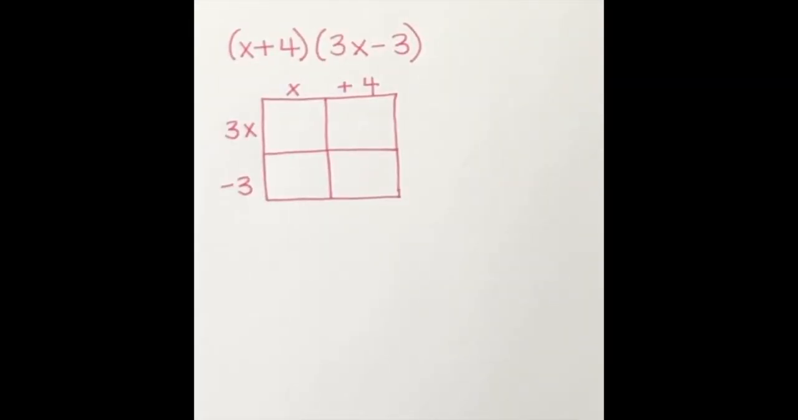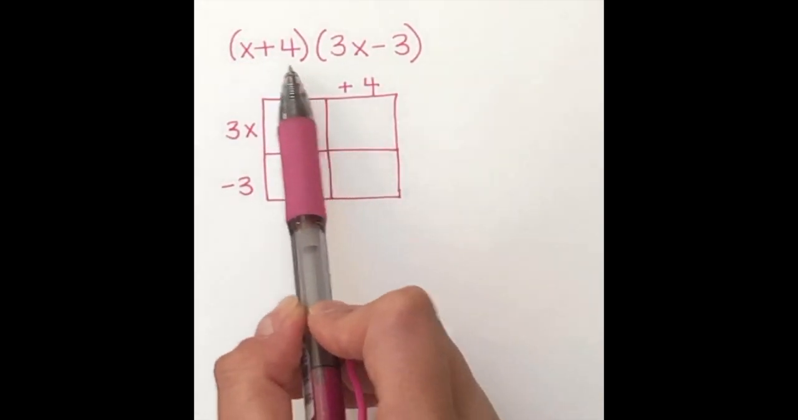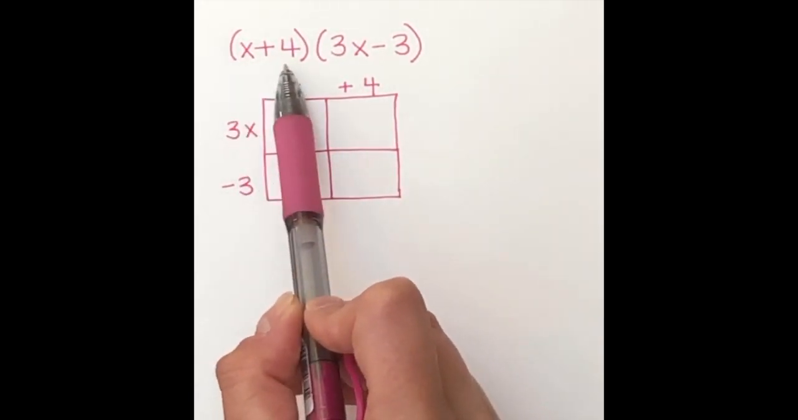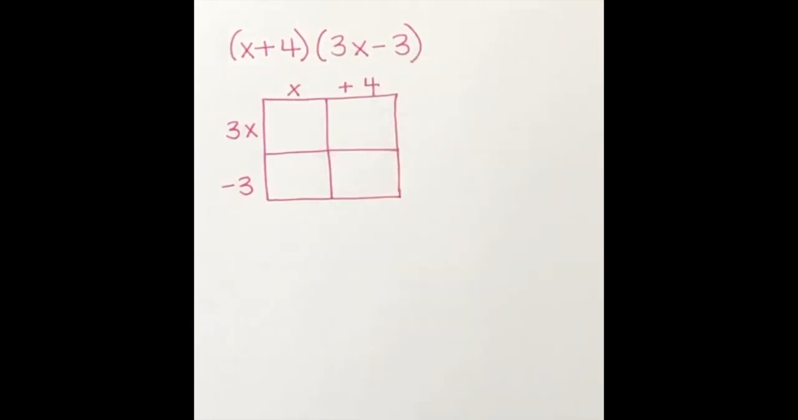Whoa, I really like this method, Mrs. Sullivan. Let me give it a shot. So let's take a look at something like this. So now my multiplication problem is x plus 4 times 3x minus 3.